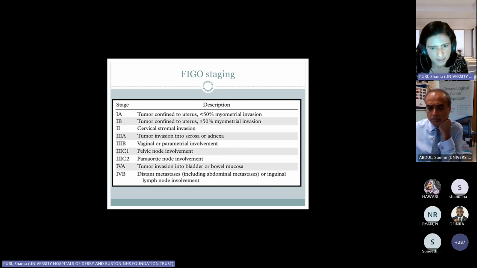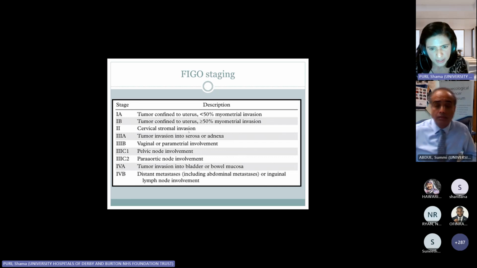When cervix gets involved, it's stage 2. And when it goes beyond the uterus, it becomes stage 3. 3A to the serosa or adnexa, and 3B to vagina or parametrium. When nodes start getting involved, we have 3C1 and 3C2, which is pelvic and paraaortic node. 4A is invasion into the bladder or bowel mucosa, and 4B is distant metastasis.